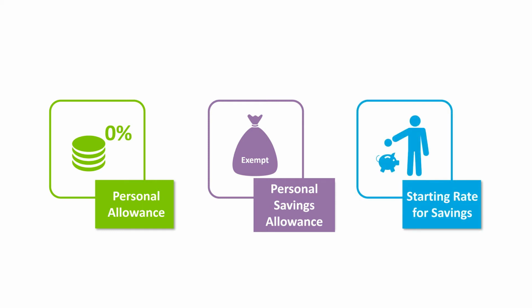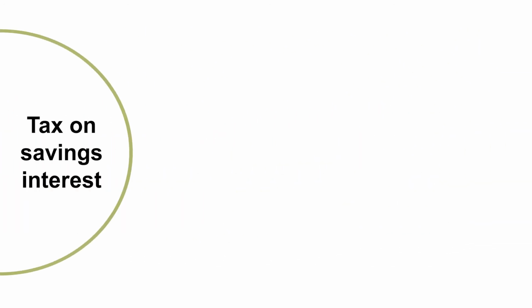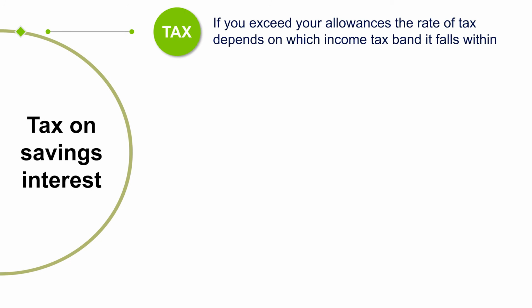The starting rate for savings is an allowance that's specifically aimed at helping savers on low incomes. If your salary is above a certain level, this allowance won't be available to you. You can find out more details about these allowances by following the link in the next steps that follow this video. If you exceed all allowances available to you, you'll need to pay income tax on the interest you receive.